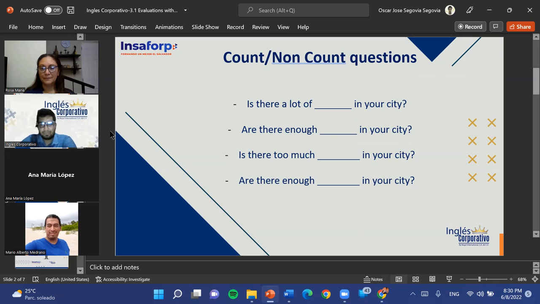Is there too much horse, caballos in your city? Entonces sería are there. Y entonces también ahí teníamos que cambiar too many, ¿sí? Are there too many horses in your city? Mm-hmm, porque son contables. Okay. Sería many, no much. So, are there too many horses in your city?